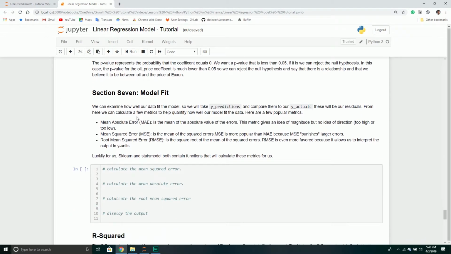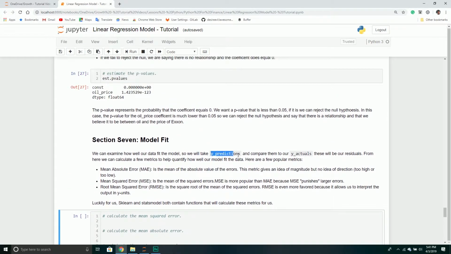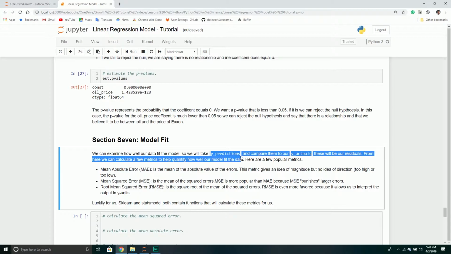But now we need to test, how well is our data actually fitting the model? That's another important thing that we care about. So there's a couple different metrics that we can look at. What we're going to do is see what our model predicted, and then compare that with what the actual values were. These are what we call residuals.